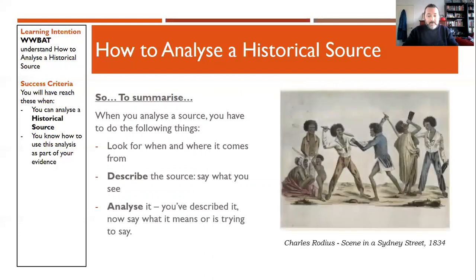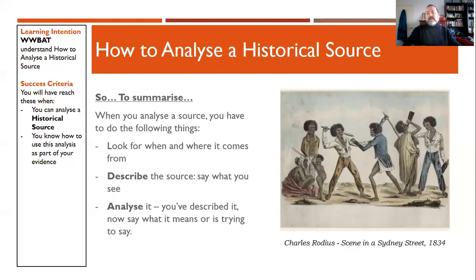So, for example, this is from 1834. This is a primary source. This is a piece of artwork by someone called Charles Rhodius. It's called Scene in a Sydney Street. And what you can see here is you've clearly got large amounts of, well, all of the people in there are Indigenous Australians, and they're all drinking and fighting and generally carrying on. It paints a very negative picture of Indigenous Australians, and it's done very much from a white settler's perspective.